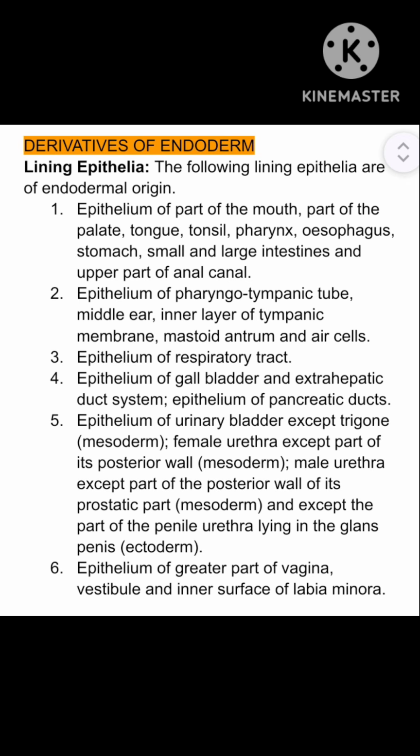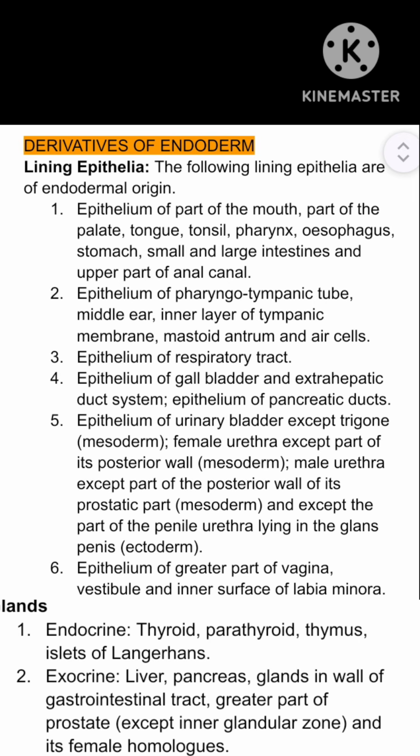The entire respiratory tract epithelium is endodermal. It also forms epithelium of gallbladder, bile ducts, and pancreatic ducts. In urinary system, it forms urinary bladder, except trigone, and most of urethra. In females, it forms most of vagina, vestibule, and inner surface of labia minora.